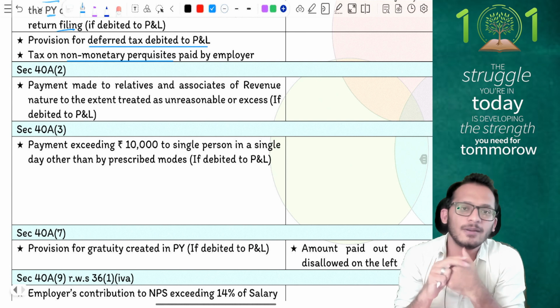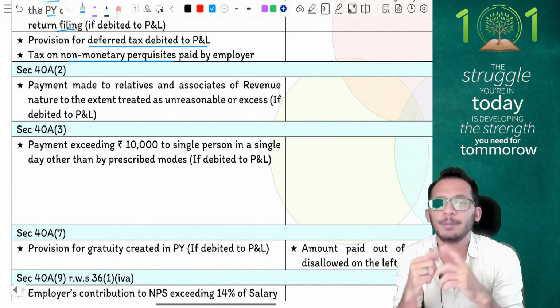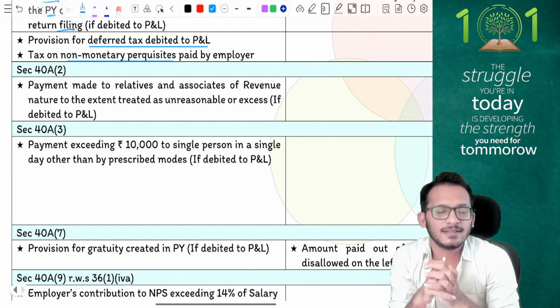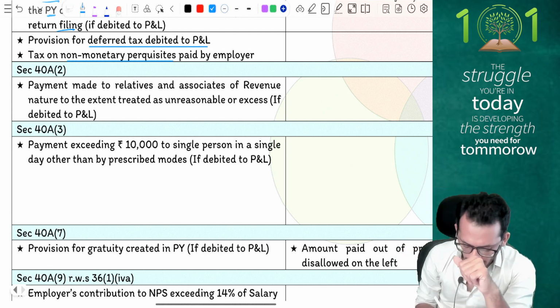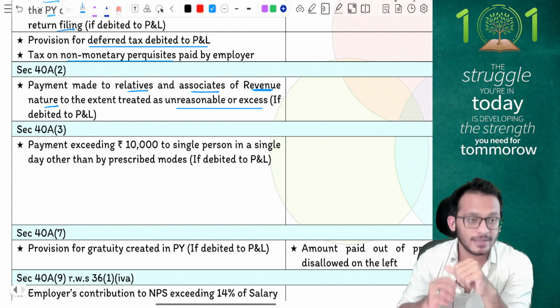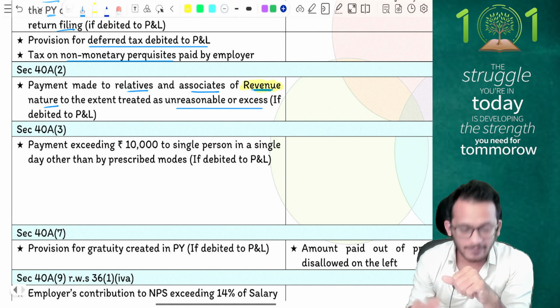Yes, great. Then we are moving on to something called section 40A2. 40A2 says that if you make any payment to your related parties and the payment to related parties is found to be excessive or unreasonable, such payment will get disallowed. Yes, so any payment made to relatives and associates of the person which is revenue in nature will be disallowed to the extent it is considered unreasonable or excessive. Notice carefully, people, that this is only disallowed if it is revenue in nature.